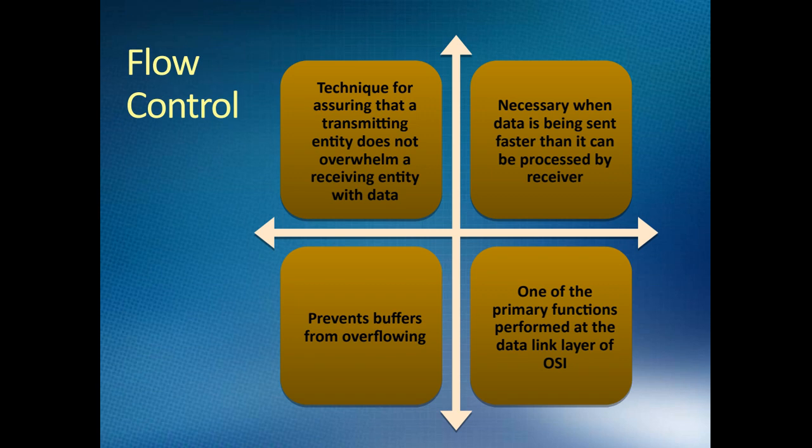All right. One of the primary functions performed at the data link layer of the OSI. This is all done at the data link layer frame. We know that frames are at the data link layer. So this is why we need flow control. And this flow control is done at which layer? Very good.